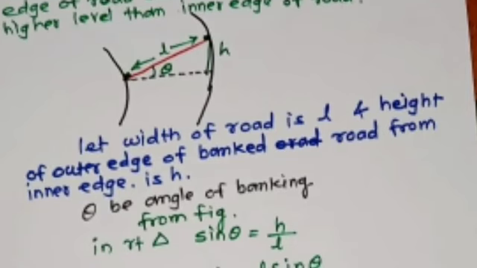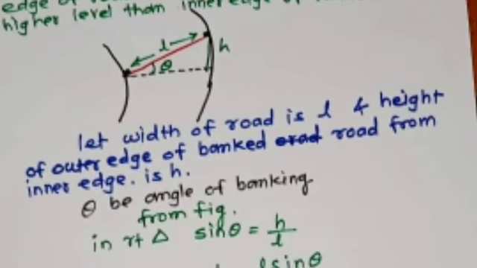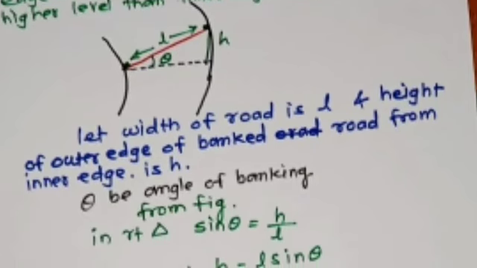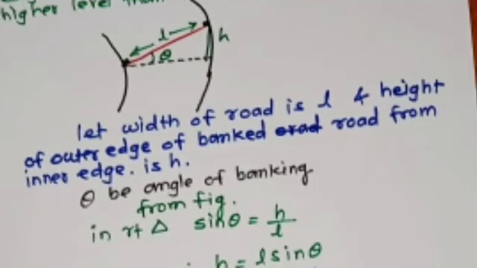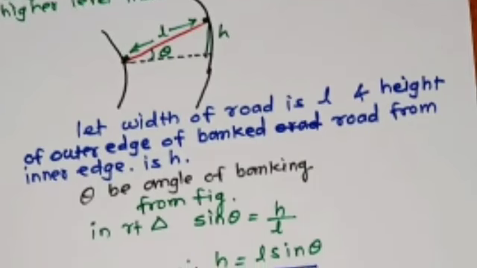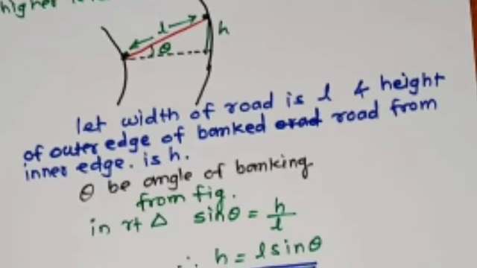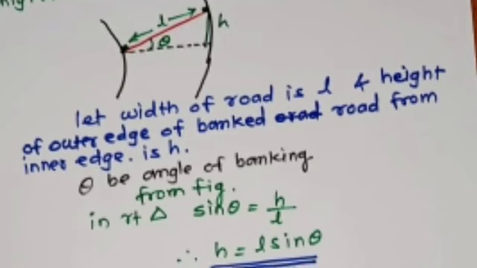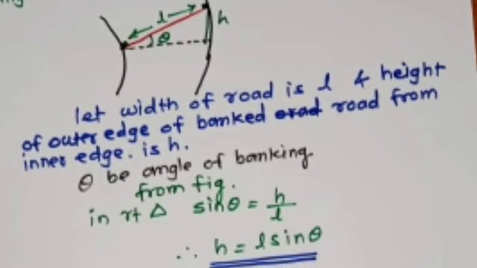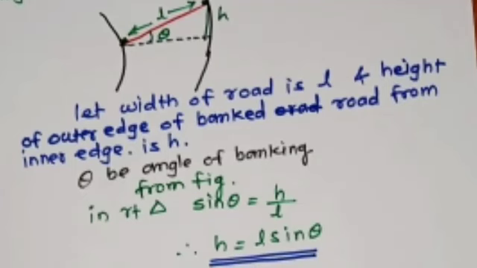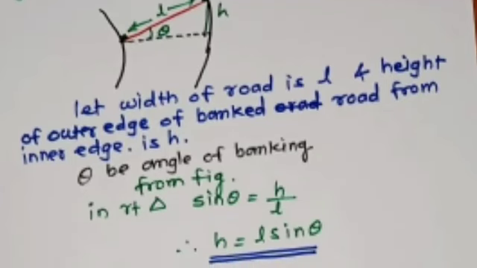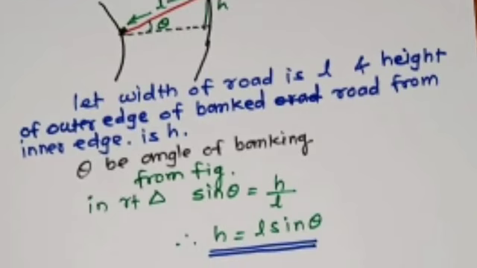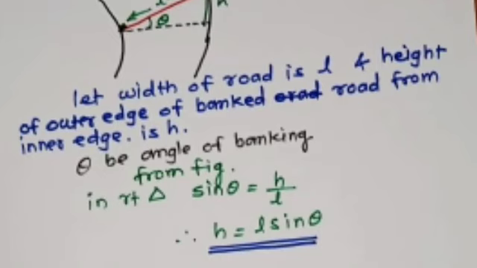If theta is very small, then h equals L sin theta, since sin theta is approximately equal to theta. Therefore, the height of inclination in a banked road will be h equal to L sin theta, which is the expression for the height of inclination for a curved banked road.